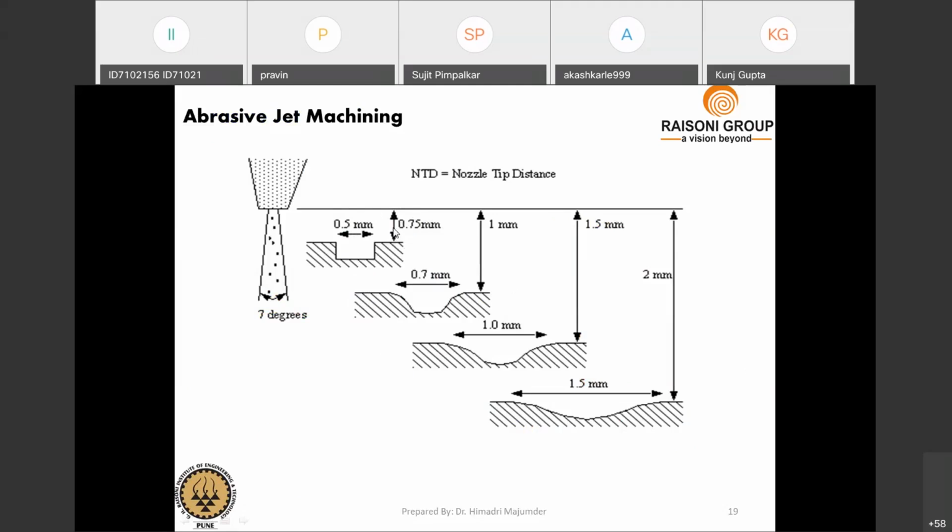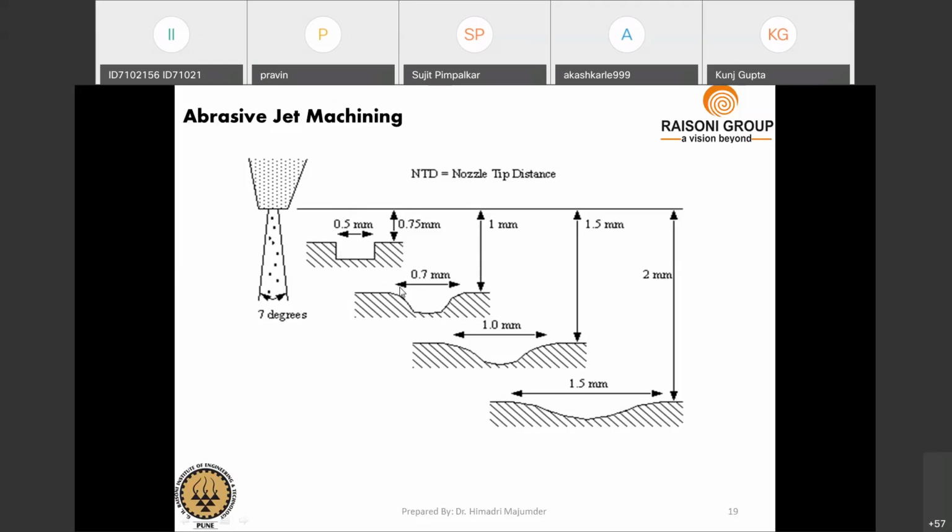Here you can see some experimental data. From this experimental data they have come to this conclusion. If your standoff distance is 0.75 mm, then the width of the cut on the workpiece will be near about 0.5 mm. If you increase the standoff distance more, suppose up to 1 mm, then you will find that the width increases.